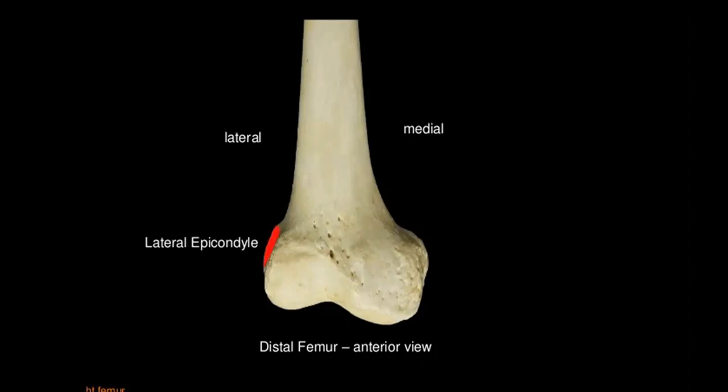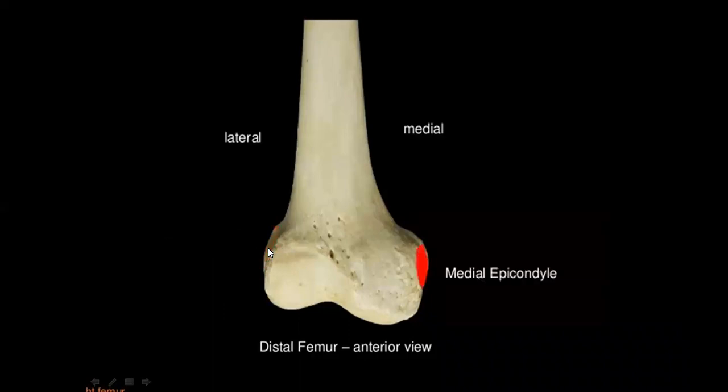This is the lateral epicondyle situated over the lateral condyle. This is the lateral condyle and this is the lateral epicondyle. This is the medial epicondyle situated above and medial over the medial aspect of the medial condyle. This is the medial condyle and this is the medial epicondyle. This is the lateral condyle and this is the lateral epicondyle.